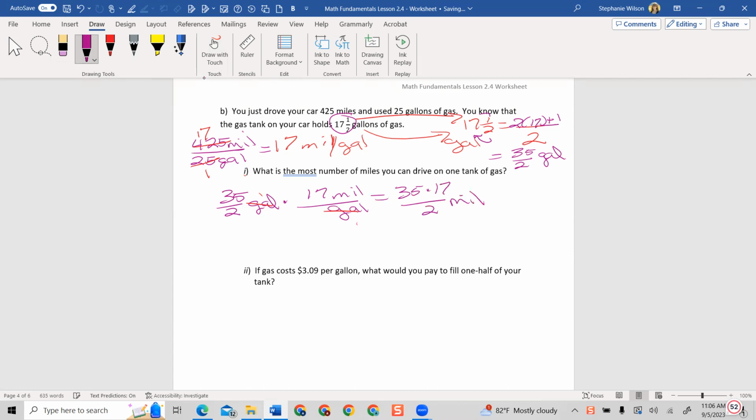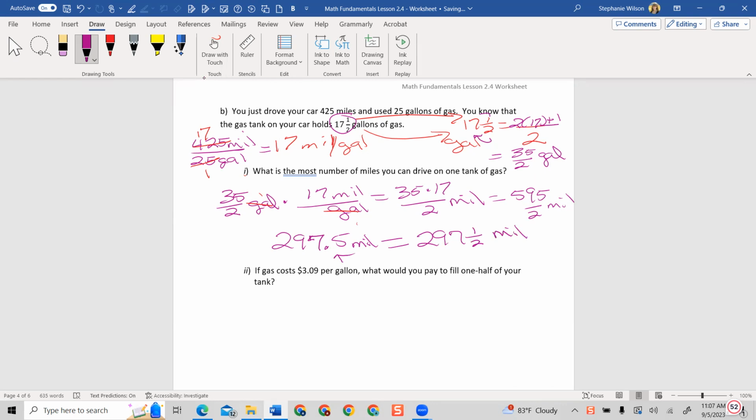So let's do this. I have 35 times 17. And the reason why I'm doing it this way is because I noticed 35 and 17, neither one of them are even. So it's not going to reduce with the 2 very nicely. So I'm going to multiply, and now let's divide that by 2. And that gives me 297.5 miles. However, this section wants you to write it in fraction form. So I'm going to say 297 because the number in front of the decimal is the whole number, and 0.5 is a half. So that is my answer.